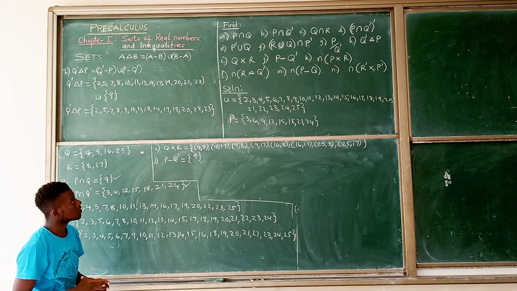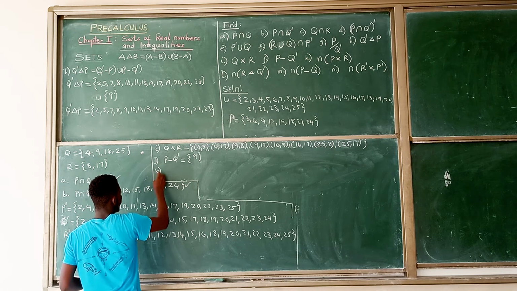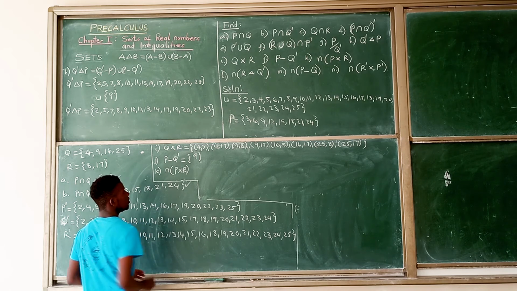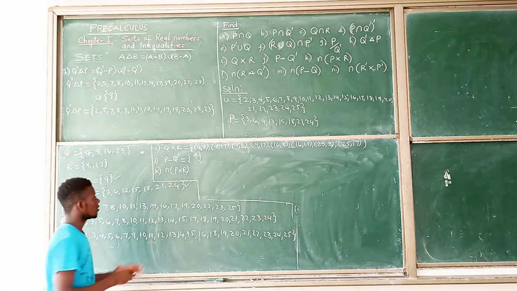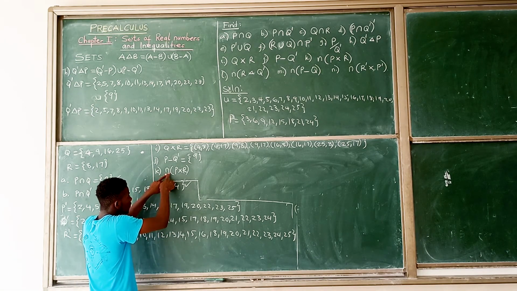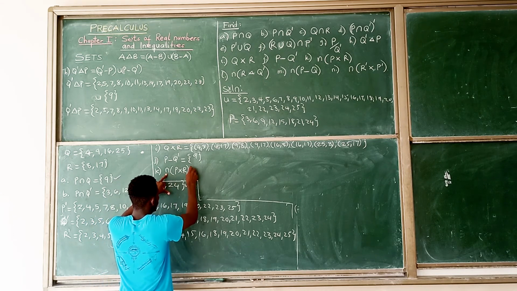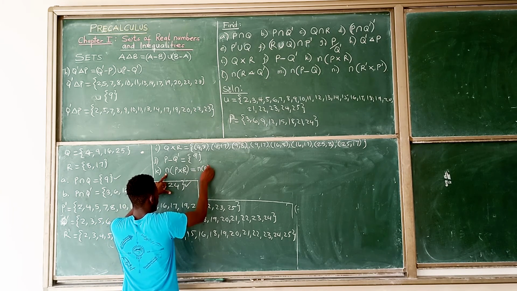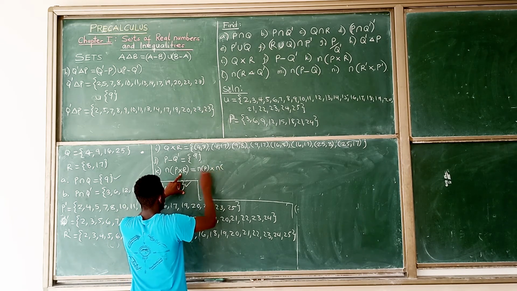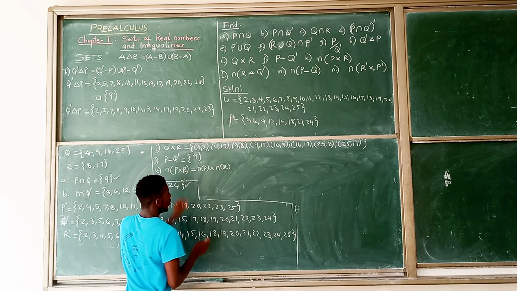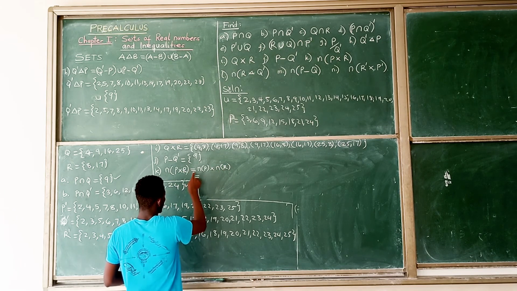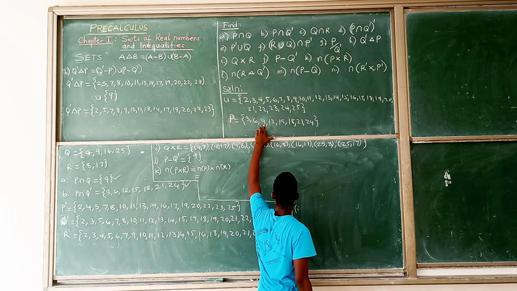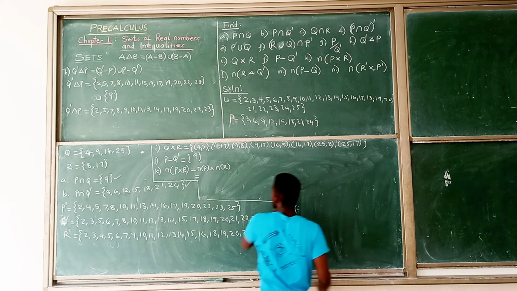So the next question is K. K says we should find the number of elements in P cross R. The number of elements in P cross R. We are going to distribute this n to each of these sets. So this will be the number of elements in P multiplied by the number of elements in R. And we can see what happens next. So what are the number of elements in P? There is P. P has 1, 2, 3, 4, 5, 6, 7, 8 elements.